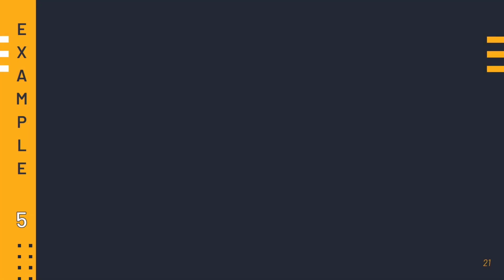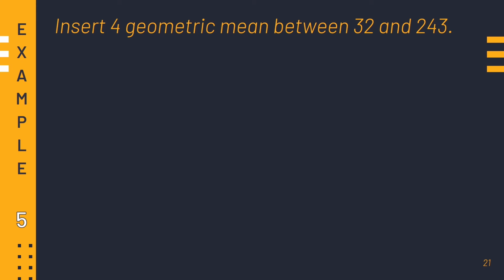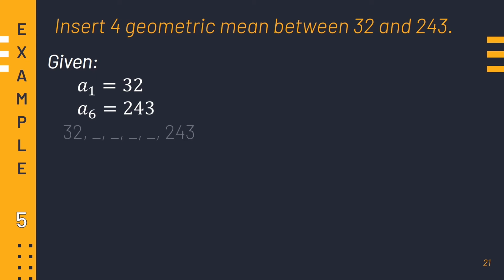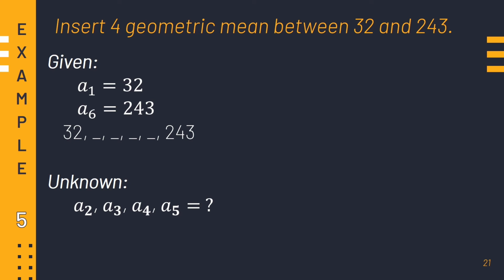Another example wherein we are to get more than one geometric mean. Insert 4 geometric means between 32 and 243. The given are the first term, which is 32, and the sixth term, which is 243. Since we are to solve for 4 geometric means, the unknowns are the second, third, fourth, and fifth terms. Solving this problem, the first thing we have to obtain is the value of r, since we cannot solve for the missing terms without it.